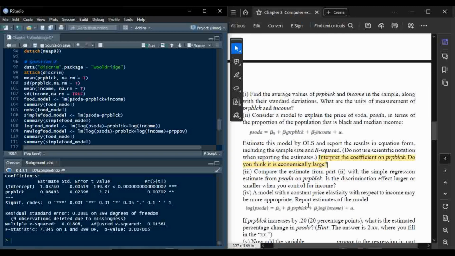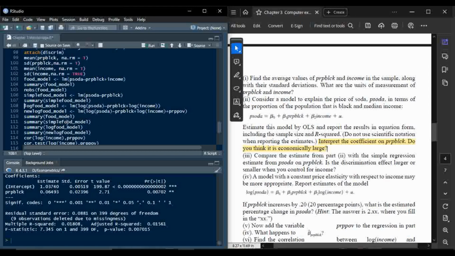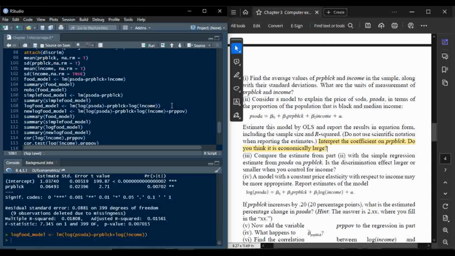Now let's look at the fourth part of this question. A model with a constant price elasticity with respect to income may be more accurate. Report estimates of the model. So let's create a new model by the name of log food underscore model, and then use the assignment operator. The price of soda should be in logarithm form, and it is being estimated by log income. Press Ctrl plus Enter, and then let's summarize this model.